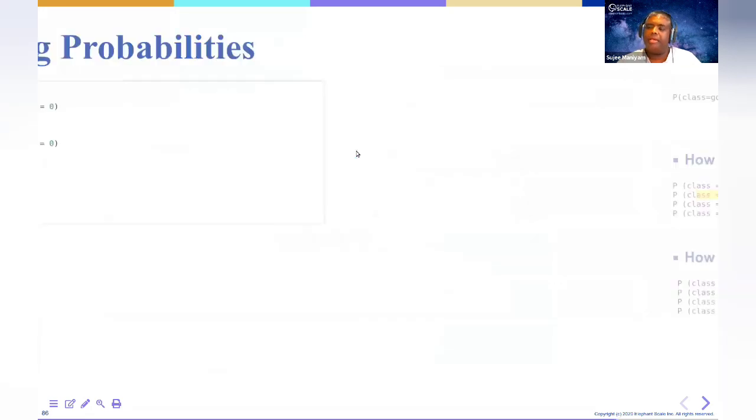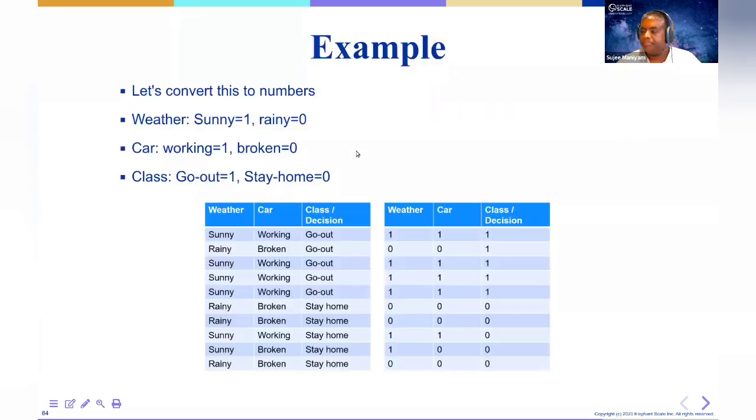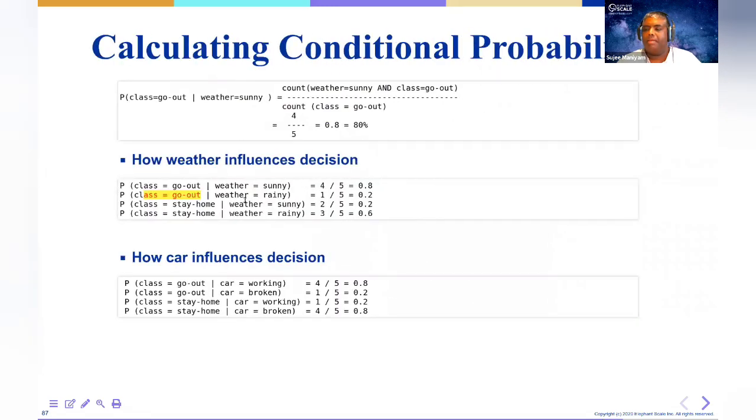So I simply go back and count, right? Whether it's rainy, meaning 0, right? So how many times did I go out when the weather was 0? Only once, right? So divide this up. Only one time I went out when the weather is rainy. So 20%. Right? So we simply calculate all the probabilities, guys.